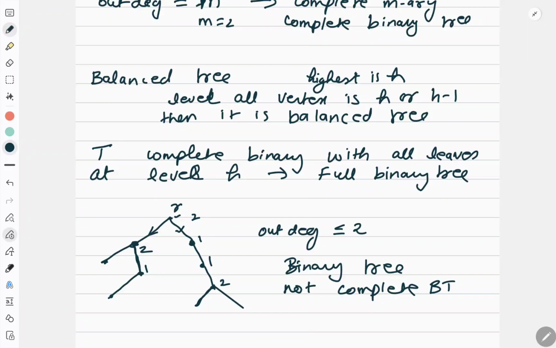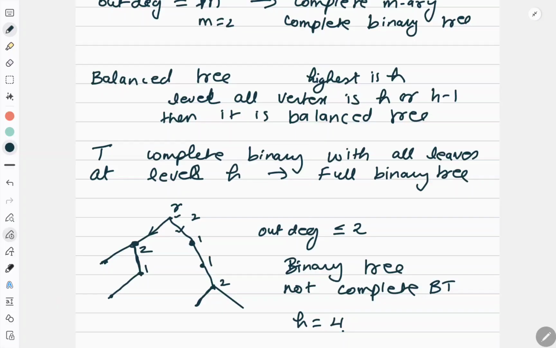Is it a balanced one? Let me check. 1, 2, 3, 4. So the highest level I can see is 4. Let me check here also. 1, 2. 1, 2, 3. Highest level is 4. But I can see a leaf at level 1 also, 2 also, 3 also. So it is not the balanced one.